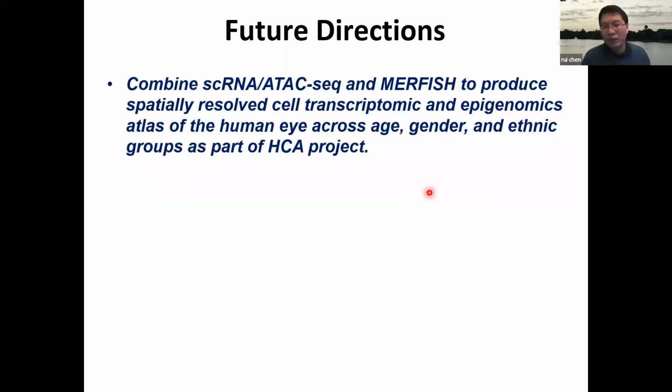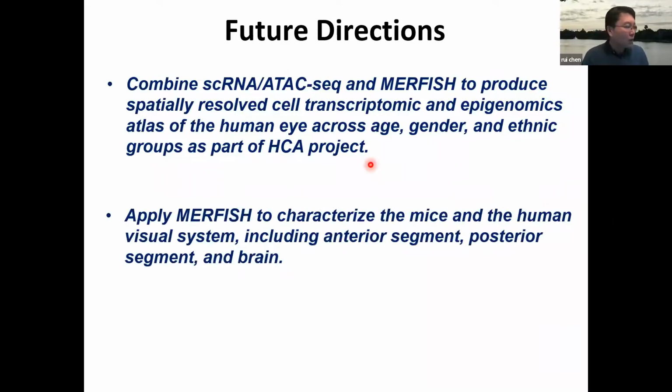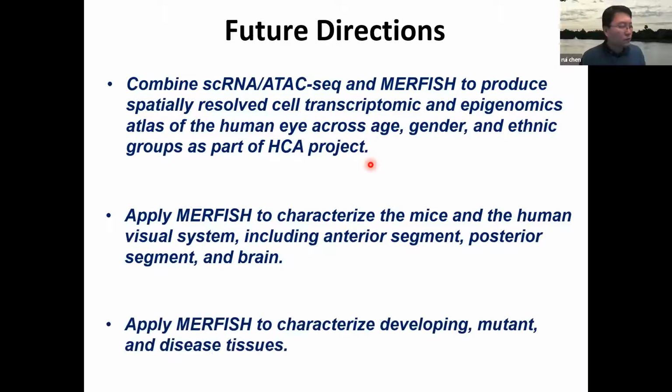Right now, what I showed you is the mouse, and we have already designed the corresponding probe set for the human, both for the retina and also for the anterior segment. And then we want to build a spatial map for the human eye as part of the HCA project. We also would like to apply MERFISH to look at mouse and human anterior segment and posterior segment, and we're already testing the brain, and it works really well. In fact, work on the brain is easier, less challenging than the retina because the cells are more sparse.